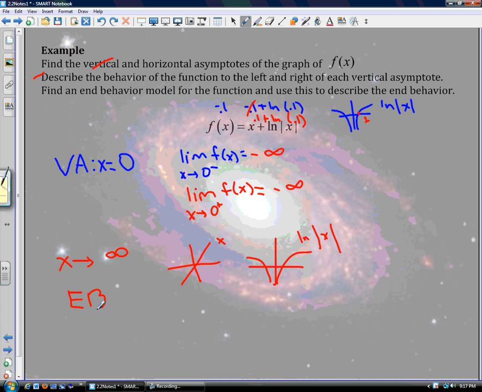So the end behavior model is y equals x. Okay. Let's check that and see.